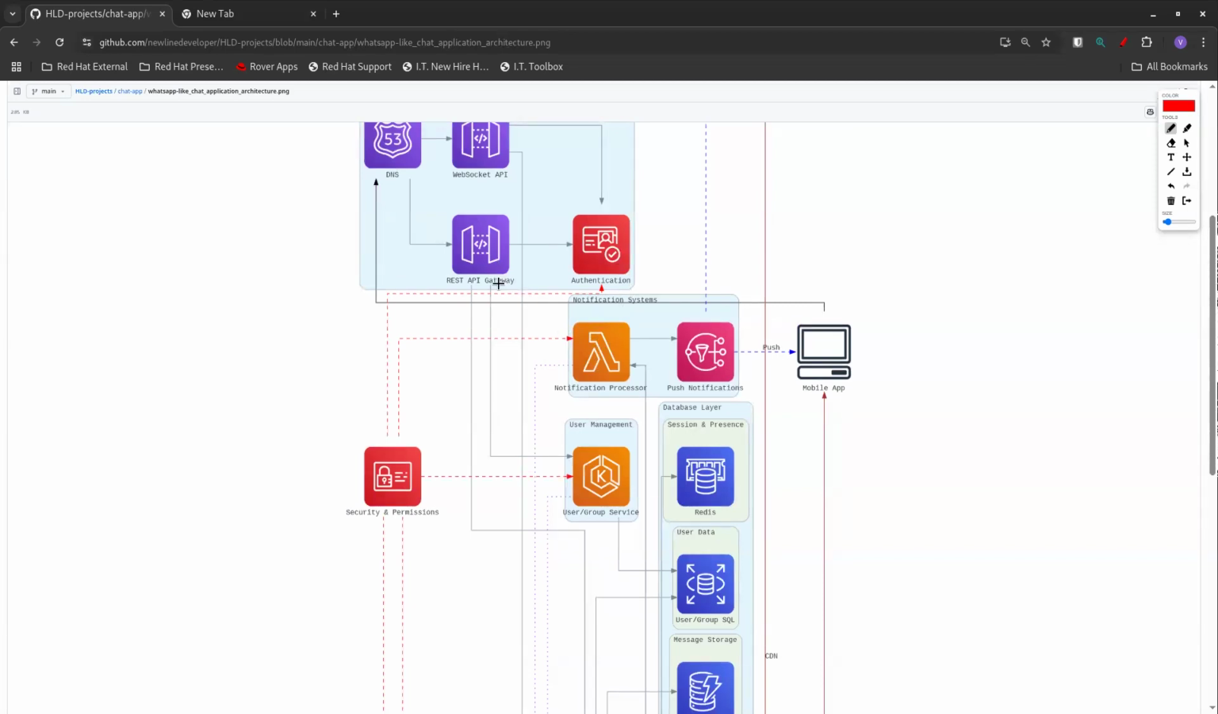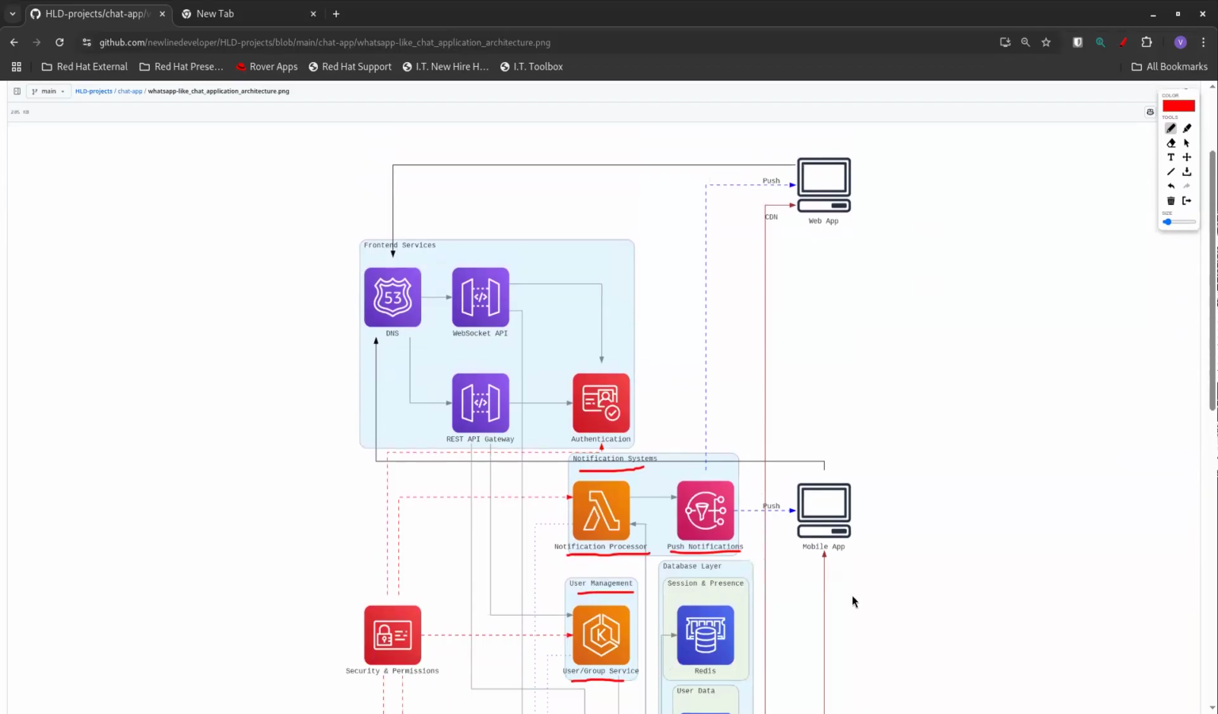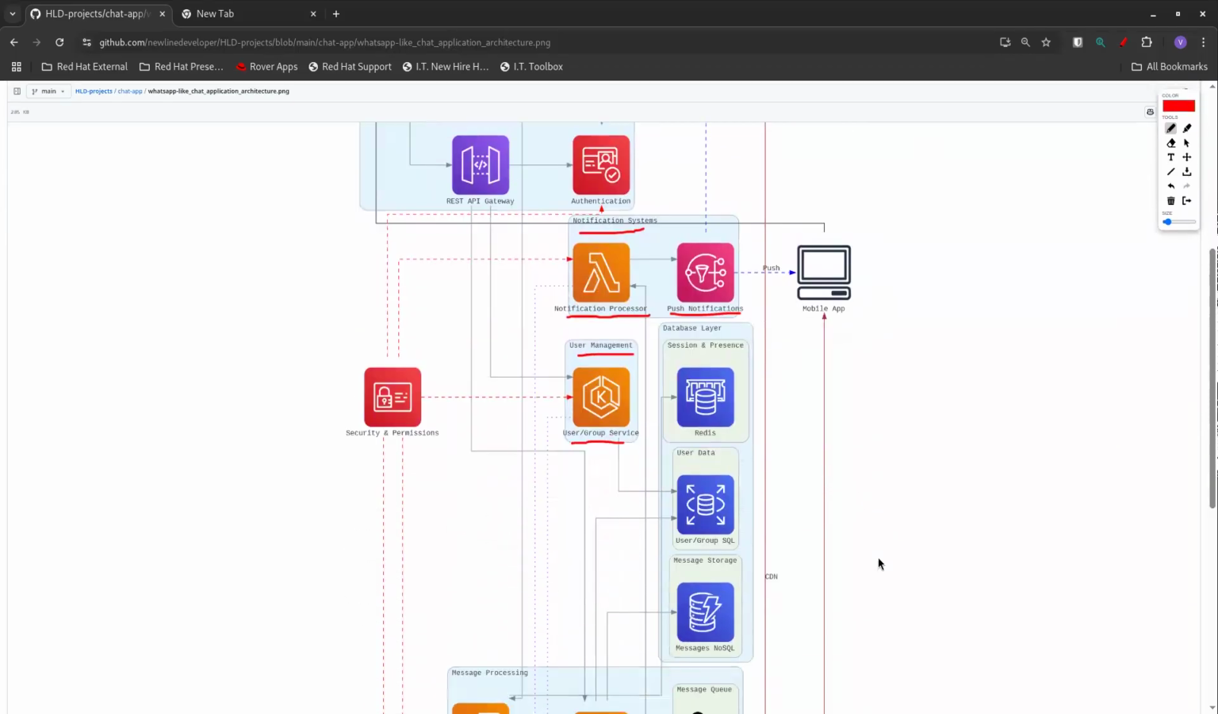And then in REST API service, we can see the user management. It will help to keep users and group services. Okay. And the notification service we have, it will process the notifications and then push the notification to the users. Okay. The push notification is coming here at mobile app. Okay. So here we have a mobile app.